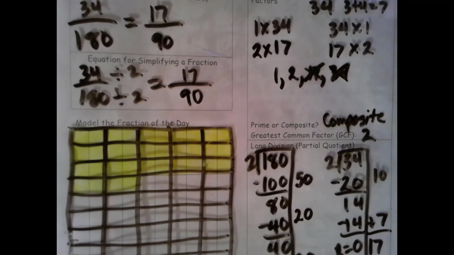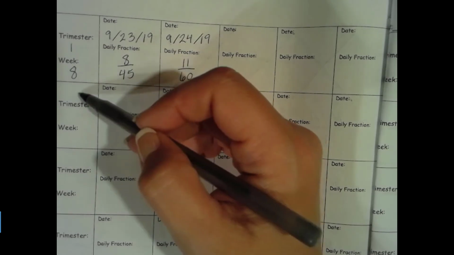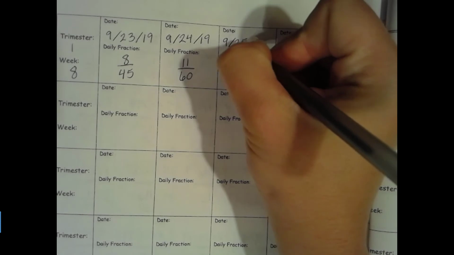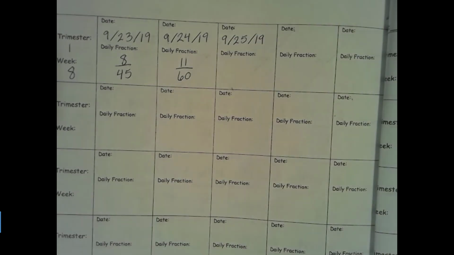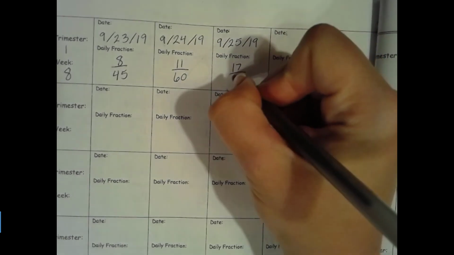So now let's go ahead and fill in our data collection page. Still in trimester 1, week 8. Today is 9/25/19. And our fraction for today is 17/90.